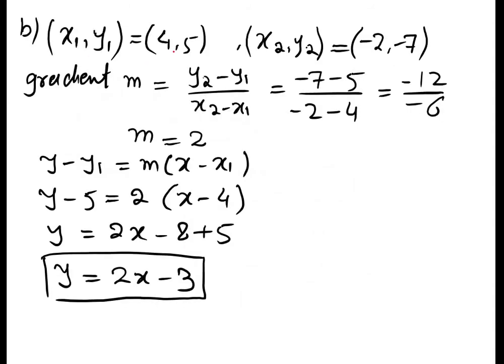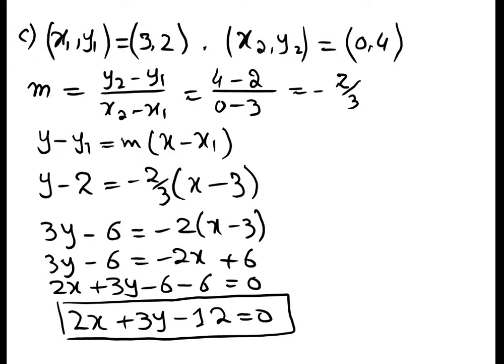Again, we are given 2 points. Find out the gradient. The gradient is 2. Put it in the formula and simplify it. For C, we also have 2 points. We have to find out the gradient, which is minus 2 over 3, and then substitute it in the formula and simplify it.